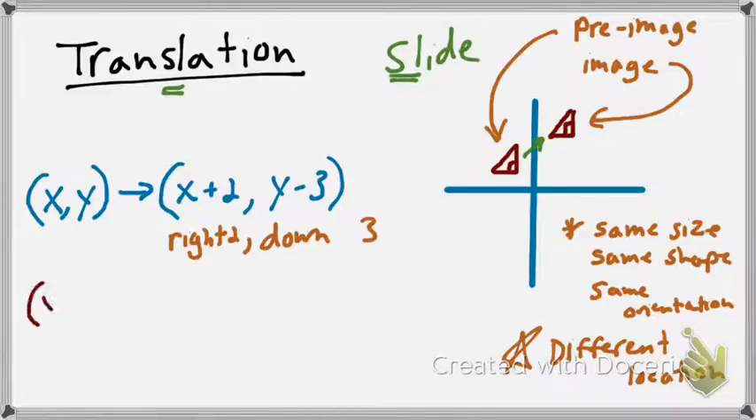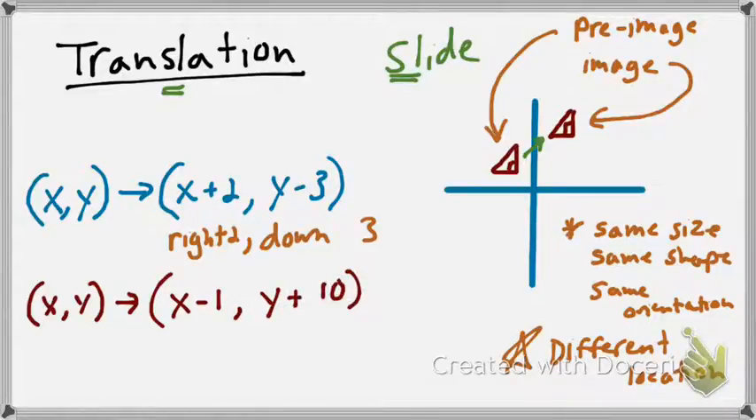If we were to say x and y, we'll do x minus 1 and y plus 10. X minus 1 would be left 1, and y plus 10 would be up 10. Simple enough, right?